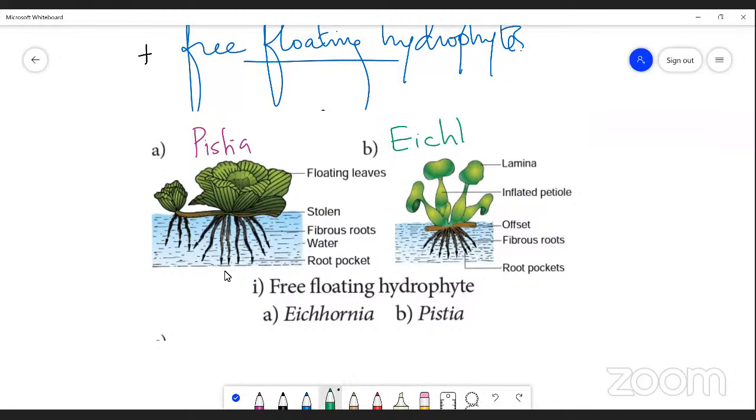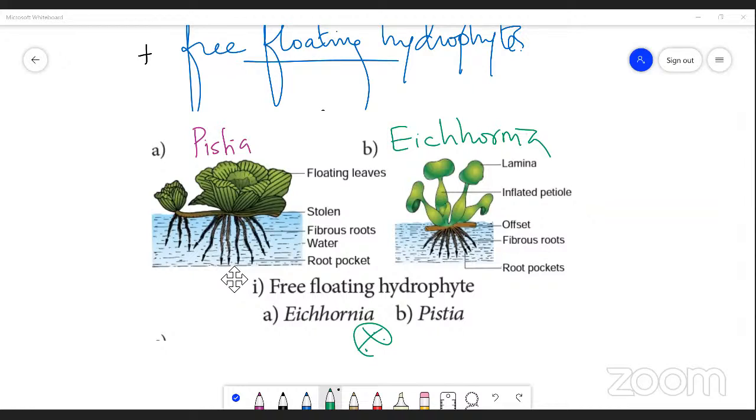Please rectify. So both of them are here. It is a printing mistake. Please rectify. Yes, students, did you rectify? I have given two examples, one is Eichhornia and another is Pistia. There is a little printing mistake, right? So the first diagram indicates Pistia and the second diagram indicates Eichhornia. Both of them are examples of free floating hydrophytes.